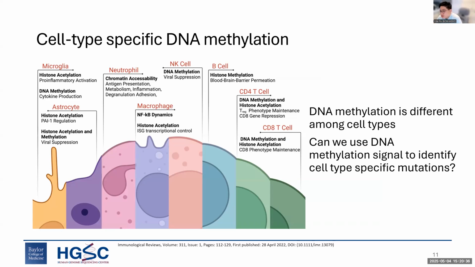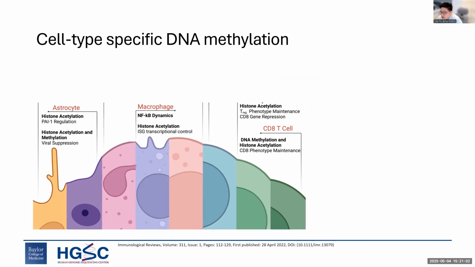A unique signature of DNA methylation is that it is different among cell types in some regions. The left figure is a simple illustration of immune cell types, and the DNA methylation landscapes are different. So this brings us another question to solve. Given a more complex bulk sequenced tissue sample, can we actually use the DNA methylation signal to identify cell type specific mutations?